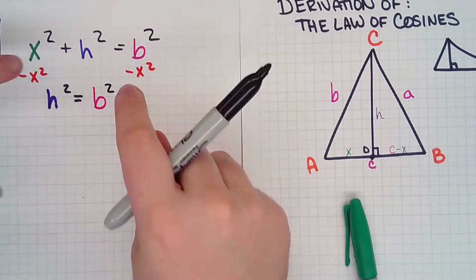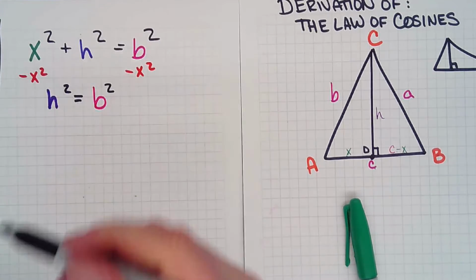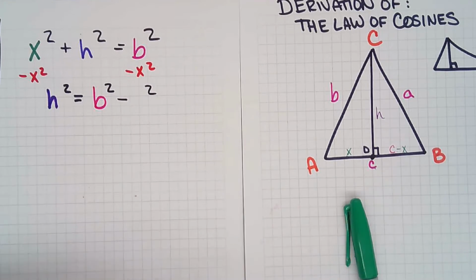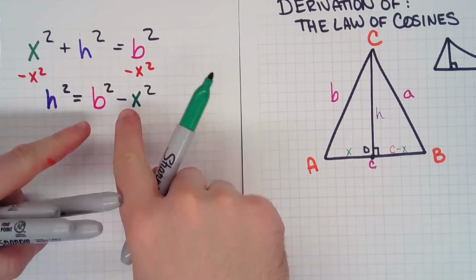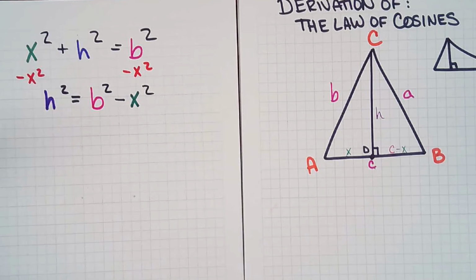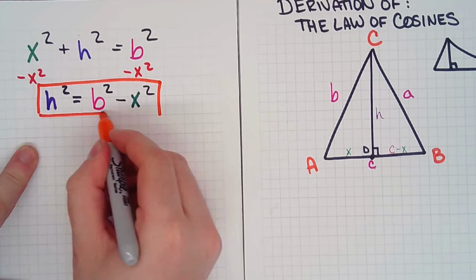And so I have these two that stayed, right? I wrote them, and then I moved over the X squared. So now I'm going to write that in, minus X squared. So now I've solved the equation for H squared. H squared is B squared minus X squared. And we're going to save that for later. So save that, box it. We're going to use it later.